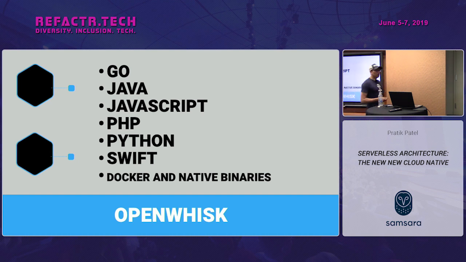Okay, so with OpenWhisk, you can build on any of these different platforms, but as I explained earlier, you can actually just give it a Docker image. So you can build with anything, right? As long as you can package it up into a Docker image, you can deploy it onto Apache OpenWhisk. And of course, these are all the standard things that are supported out of the box. We call those things actions in OpenWhisk.